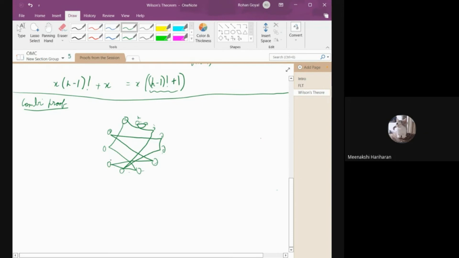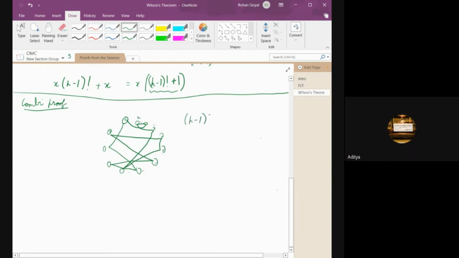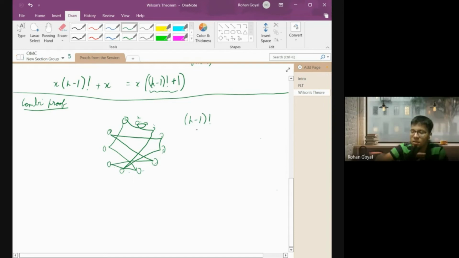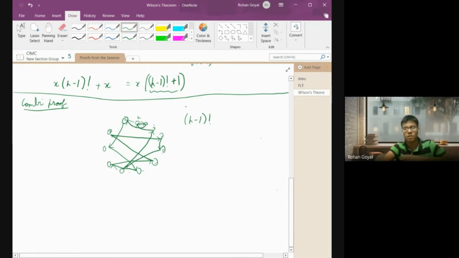P minus 1 factorial. Exactly. P minus 1 factorial divided by 2. We can double count, it's fine. I can make these directed edges. All these edges could be directed for me. Is that fine? Yeah. Okay. So these p minus 1 factorial paths.